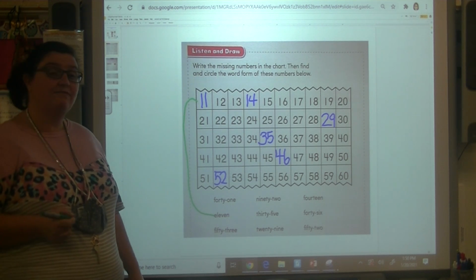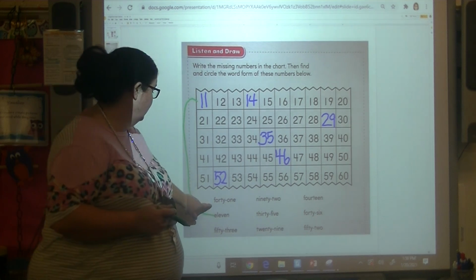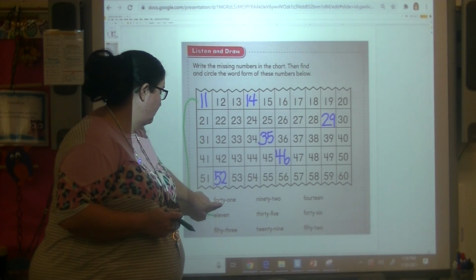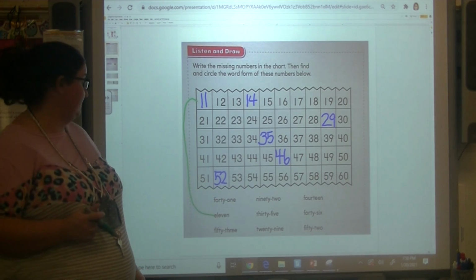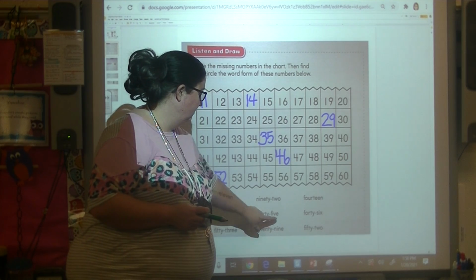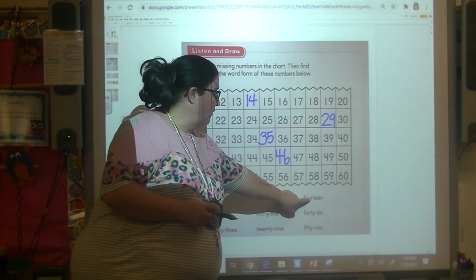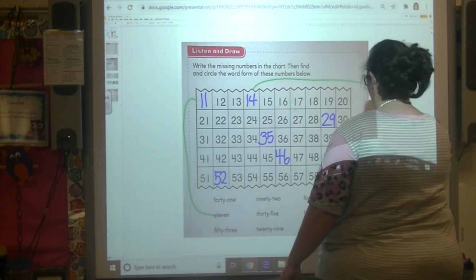All right, what word should we have for this one? 14. Do you guys see 14? I see 41. That's 41. That's not it. 14. That is also one word.